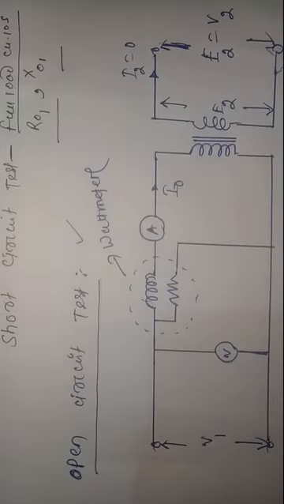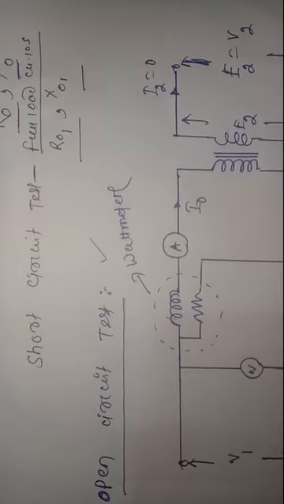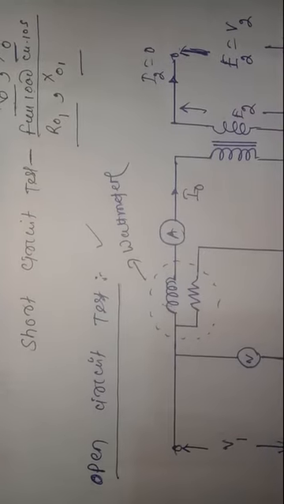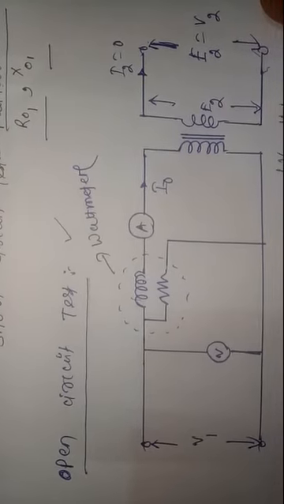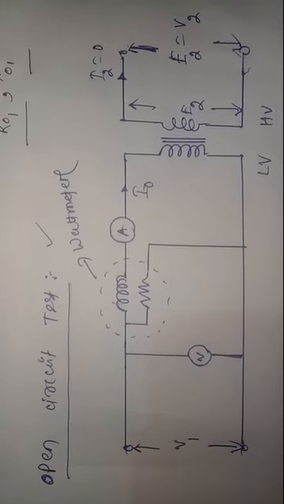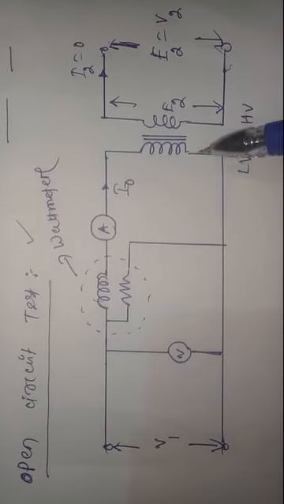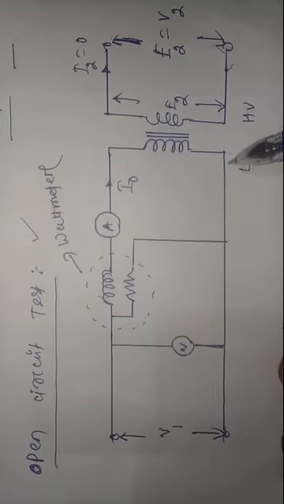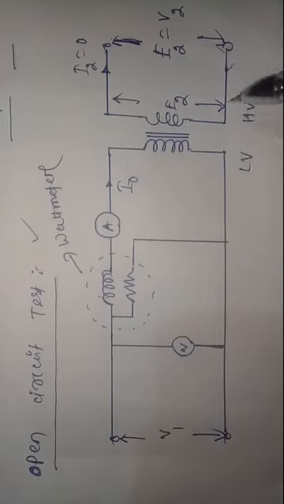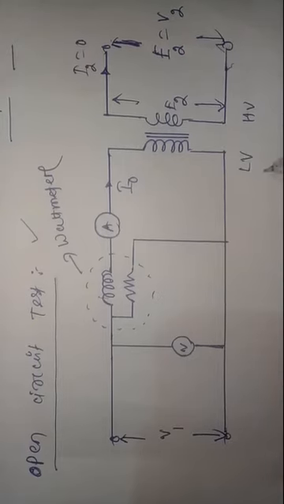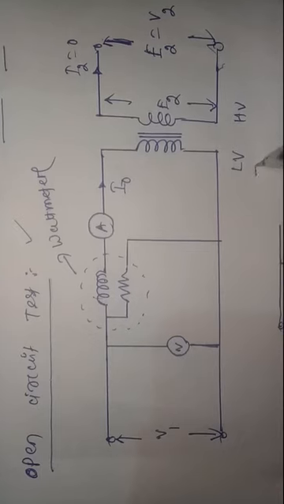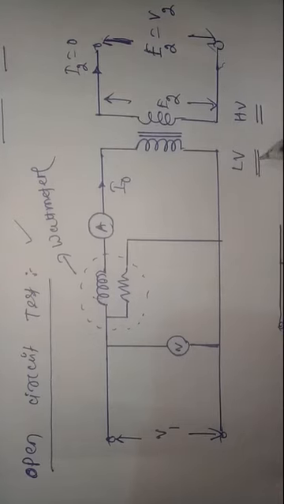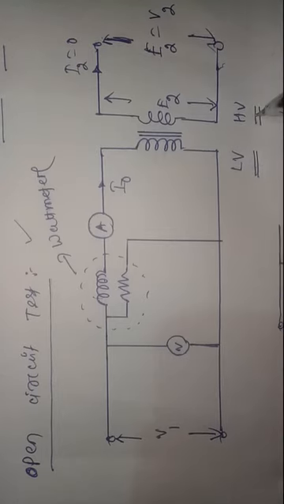As I told you, the open circuit test is generally conducted to determine the iron loss and the parameters R0 and X0. This is the setup of the open circuit test. Generally the open circuit test is carried out on the LV side, not the HV side, and I will tell you why this test is conducted on the LV side and not on the HV side.